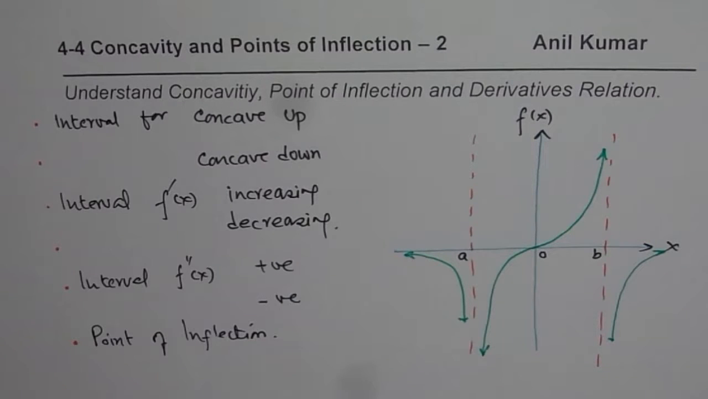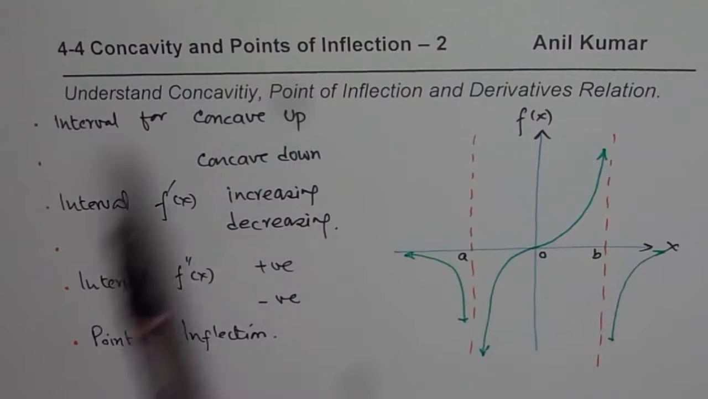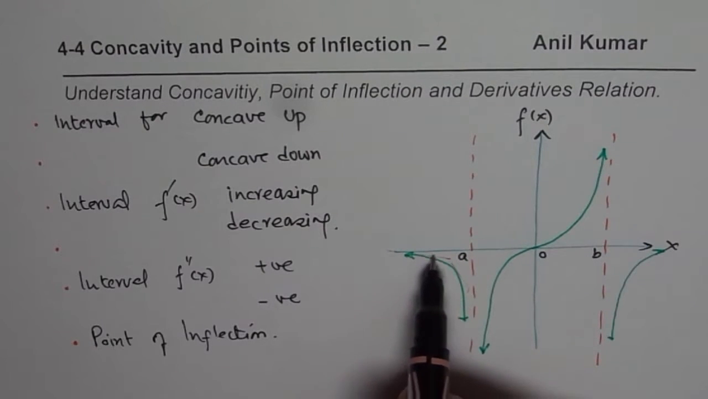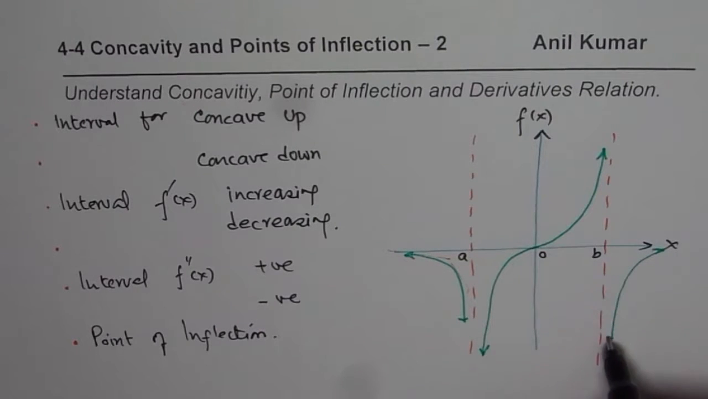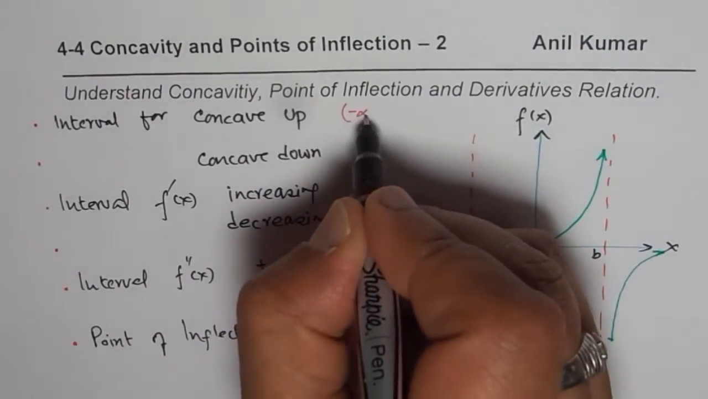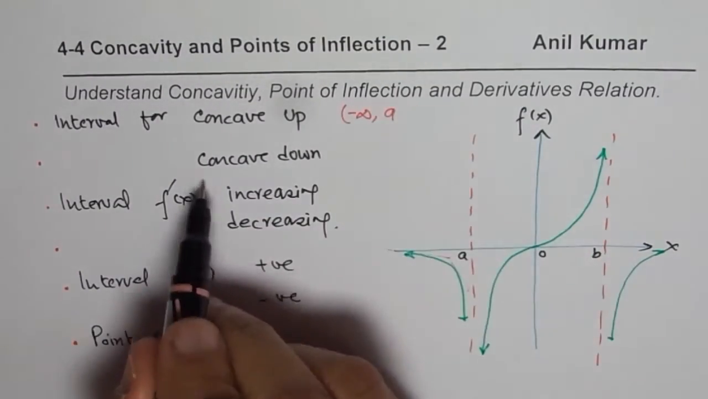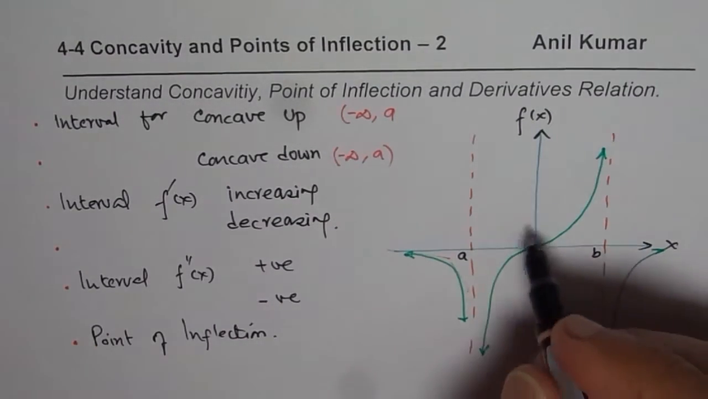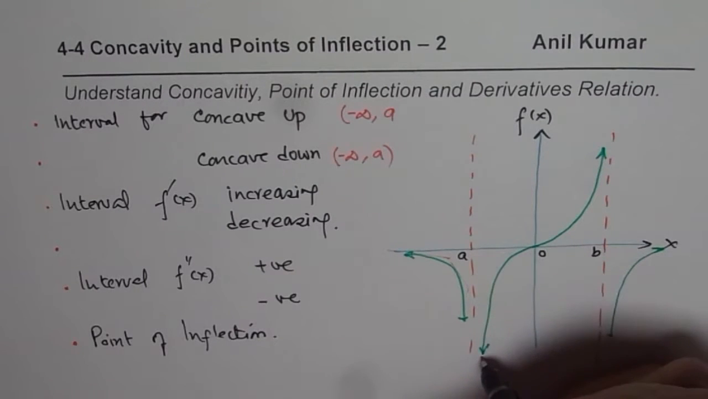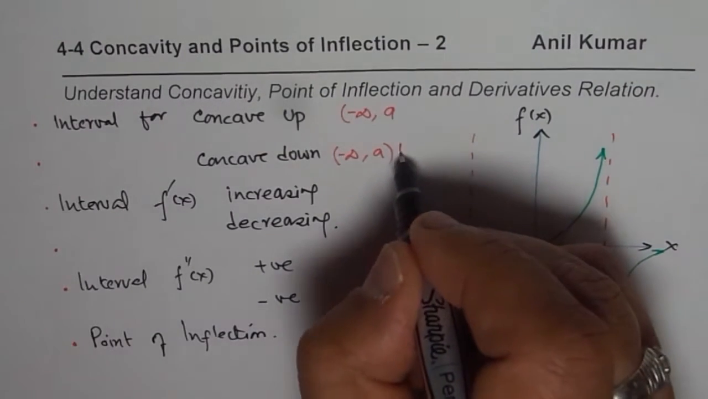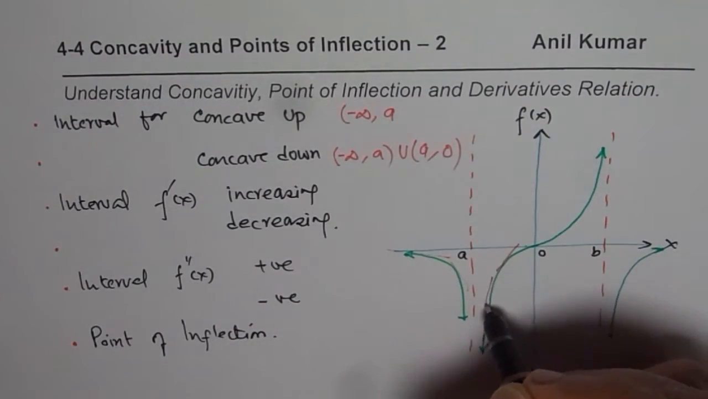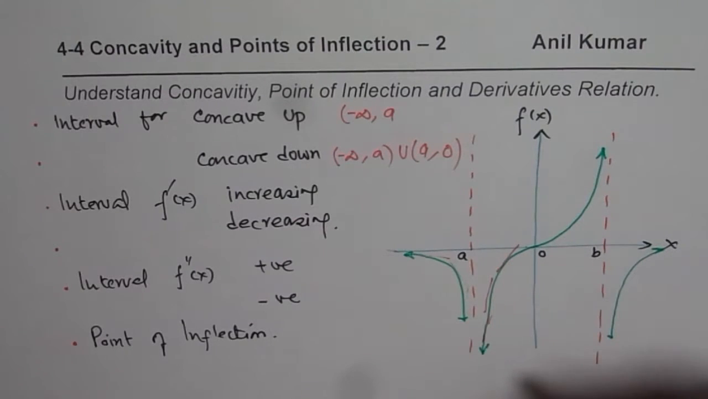As far as the concavity is concerned, if you draw a tangent line, the graph is below the tangent line in a couple of portions. Definitely between minus infinity and a, it is concave down. Also, between a and 0, it is concave down, since if you sketch the tangent line, the graph is below it. You get the idea, right?